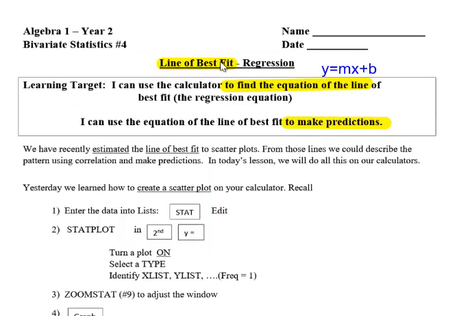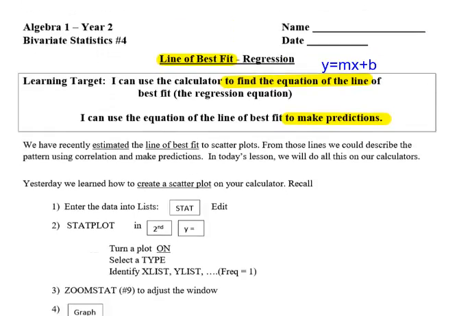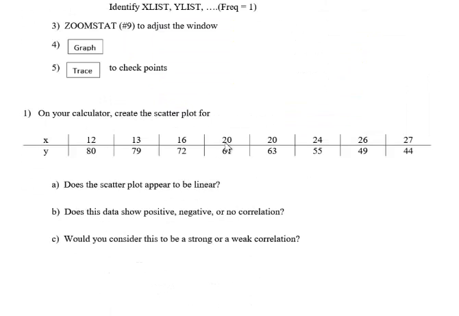Okay, line of best fit. We're going to use the calculator to help find the equation of the line of best fit, and that is in this form, like normal, y equals mx plus b, and then we're going to use that line to make predictions by substituting in certain values. Okay. So just like we did in the other lesson, we're going to make a scatter plot with the calculator.